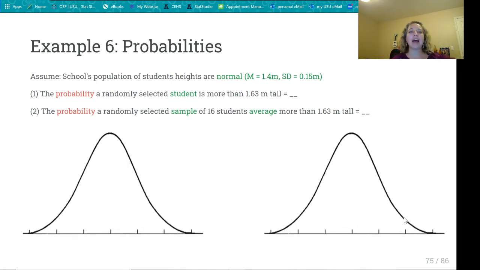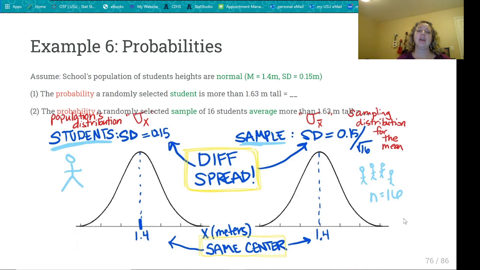So number 1 is asking about a randomly selected single student. Number 2 is asking about the average of a sample of 16 students. That makes a difference when we're taking a sample. So here I've taken my normal curves. Now, whether we're taking one student or a sample of 16 students, the distribution is always centered on the population average, which in this case is 1.4 meters. So I'm going to label the center.